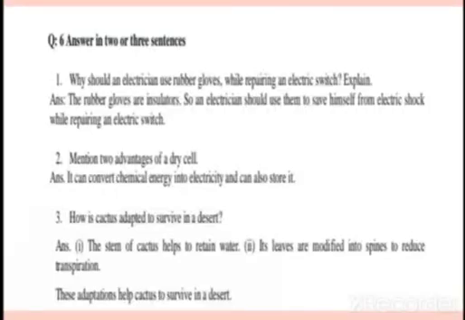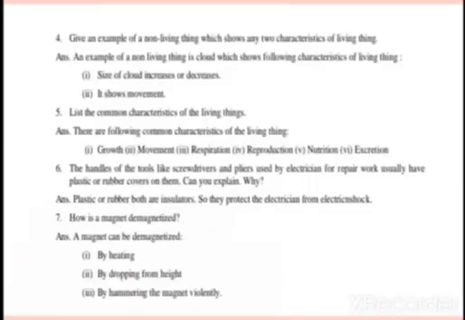So because of that, cactus survives in a desert. First, the stem of cactus helps to retain water, and second, its leaves are modified into spines to reduce transpiration. So this adaptation helped cactus to survive in a desert.